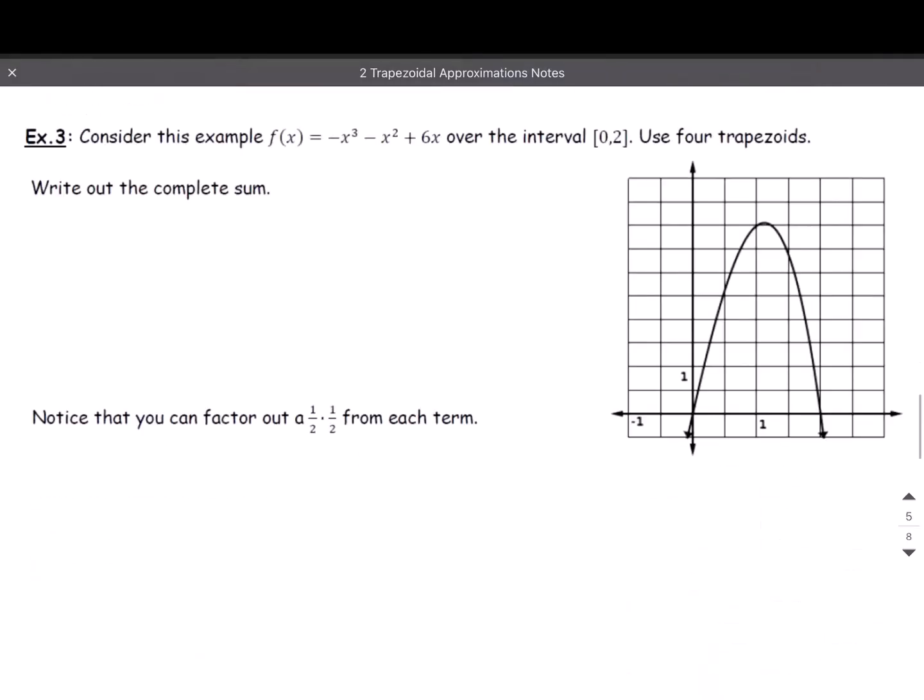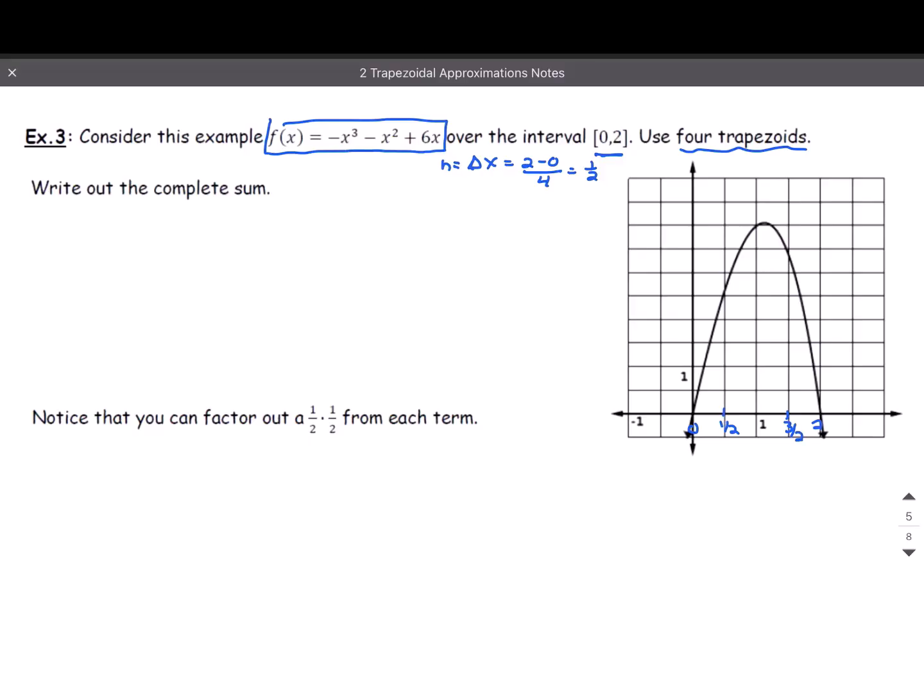So we're going to look at this function here. We have f of x is the negation of x cubed minus x squared plus 6x, and we're going to go from 0 to 2, and we want 4 trapezoids. So the first thing I'm going to think about here is that delta x, or our h, is going to be 2 minus 0 over 4 trapezoids, so it's going to be 1/2. So even though we're going from 0 to 2, we're going to be using 1/2 and 3/2 in there.